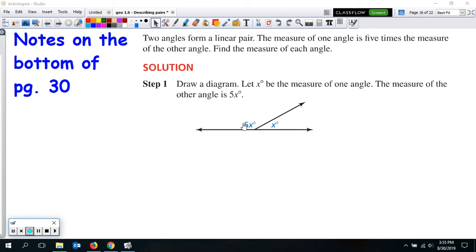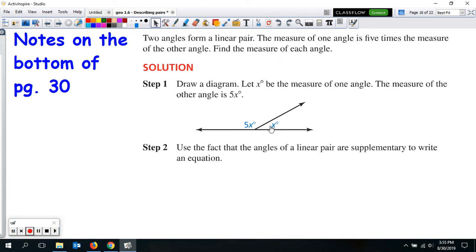And so we made the diagram look like they're adjacent and they're supplementary. So now we could just say 5x plus x, add those two together, and it's going to equal 180. So that's what we'll make our equation out of. So write this down there on your paper. x plus 5x equals 180. You can put the degree symbols there too.